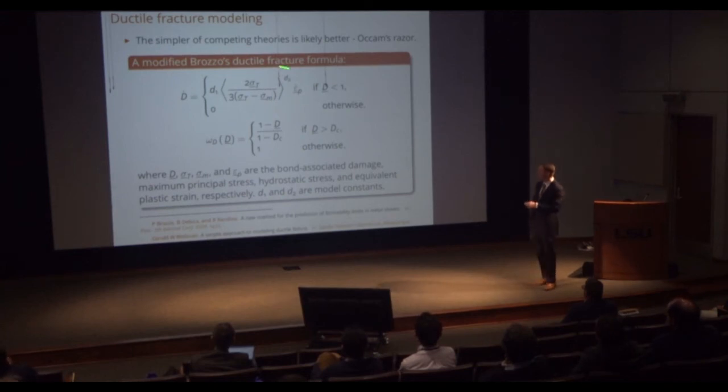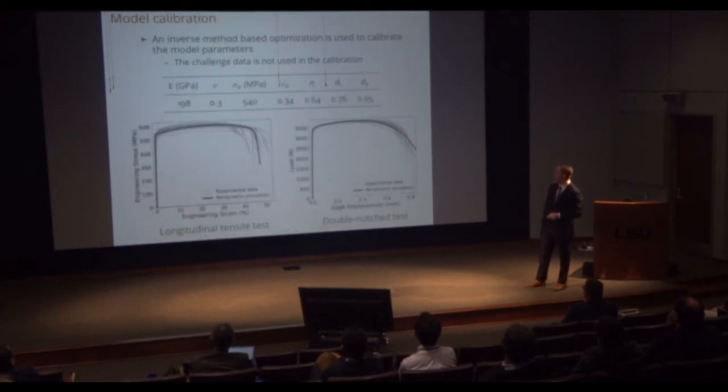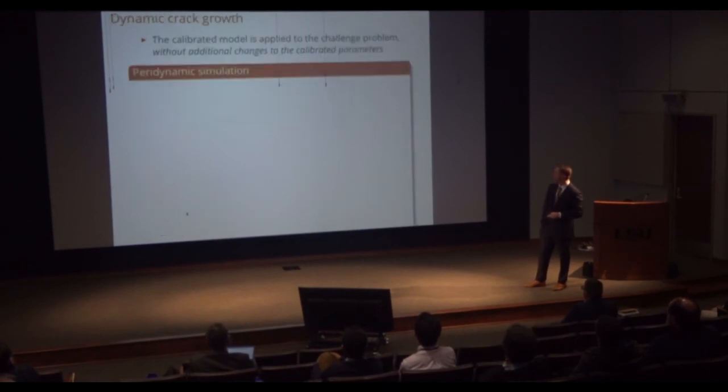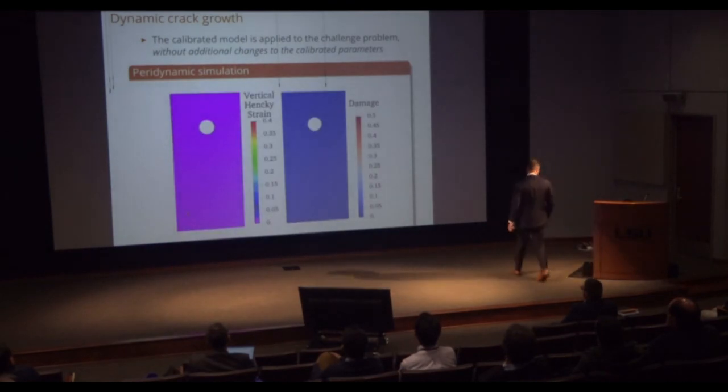So we're using an even simpler damage model than we did in our original prediction. There's one less parameter. Run it through the calibration. The gray lines are the data, black lines are our calibrated simulation. One less parameter this time. And here is now the challenge geometry.